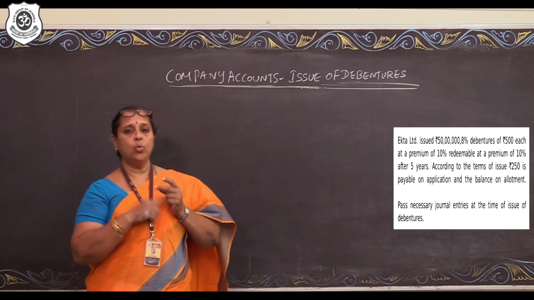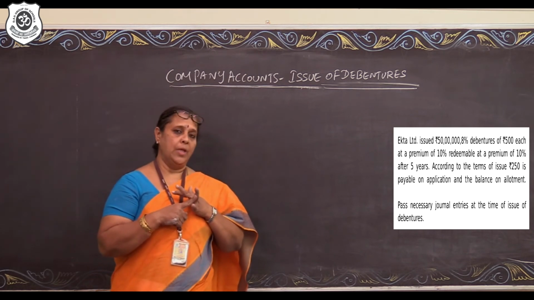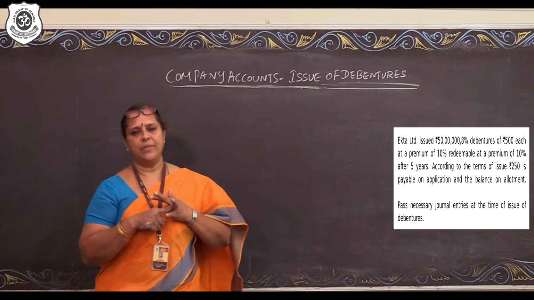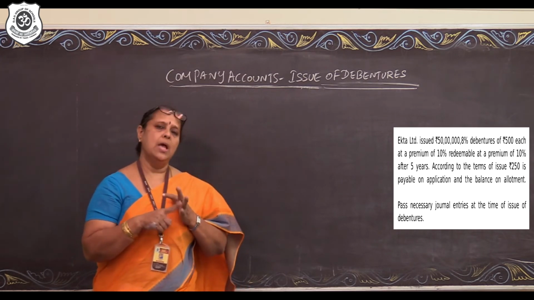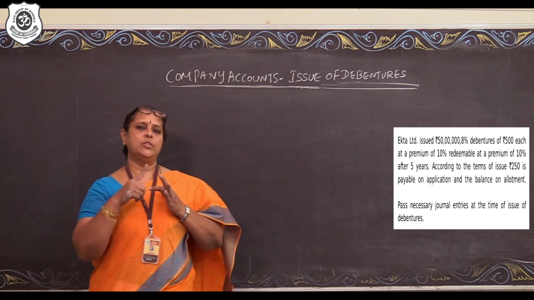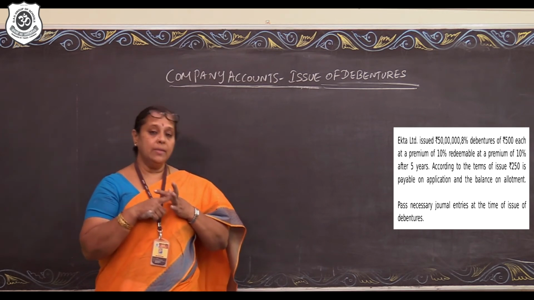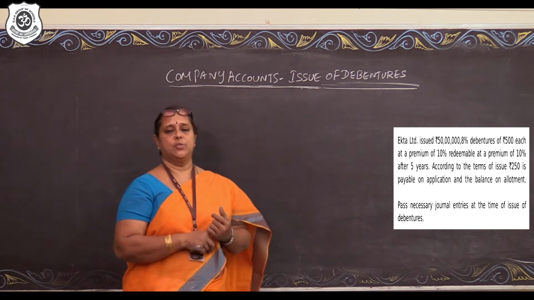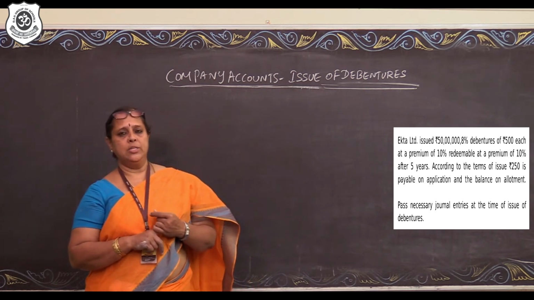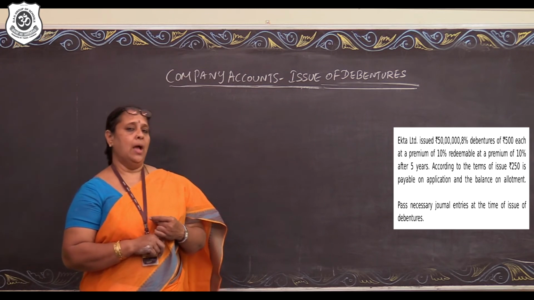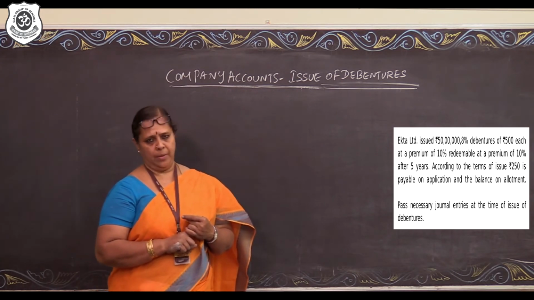Number one. Number two, what is the face value? In the absence of any specific information, the face value of a share will always be 10 rupees and the face value of a debenture will always be 100 rupees. In these cases, there is a specific face value, so we should be very careful. Now the company is issuing the debentures at a premium and redeeming the debentures at a premium.